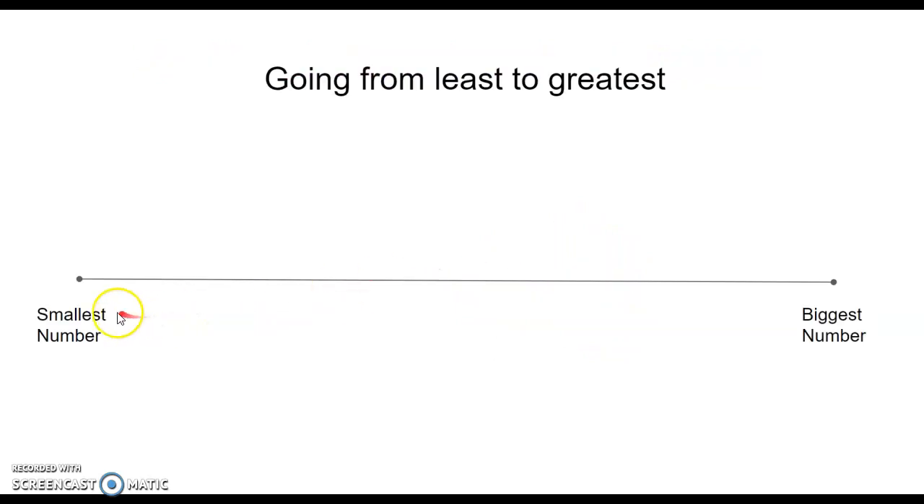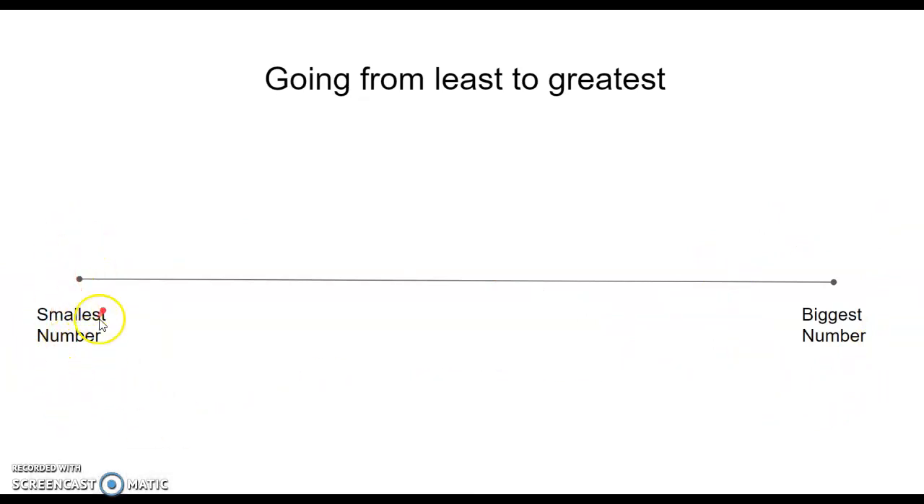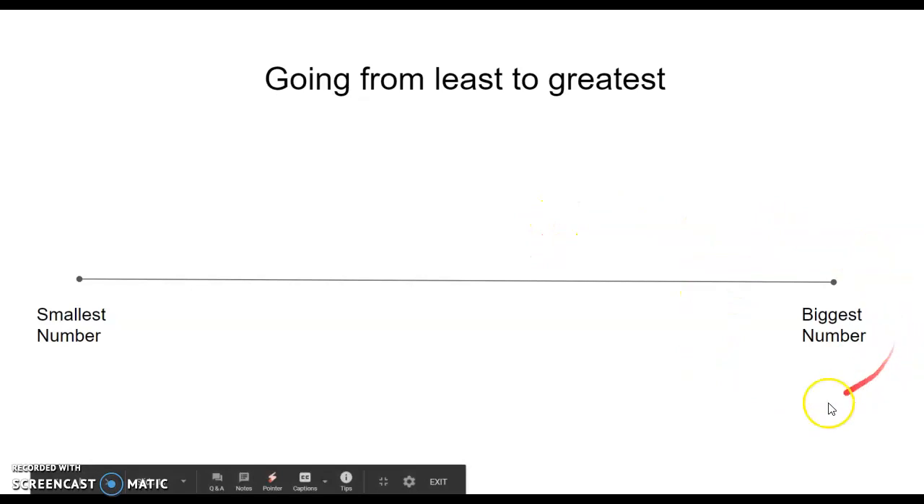And we also talked about going from least to the greatest. So the smallest number would be on this side and the biggest number would be on this side. So on the left, it would be smallest. So you'd go from 1 to 2 to 3 to 4. And then the fifth, with it being the biggest number, it would be all the way on the right.